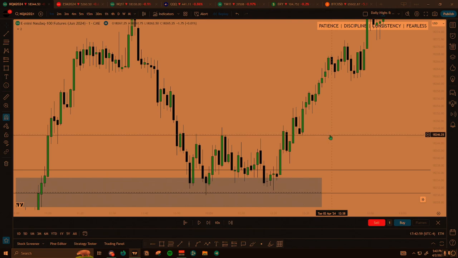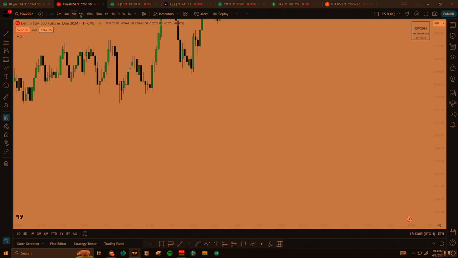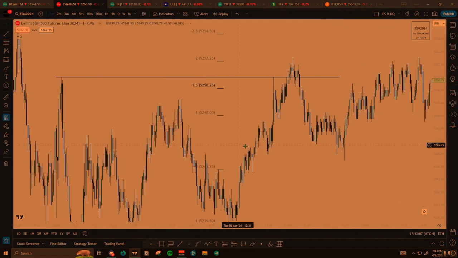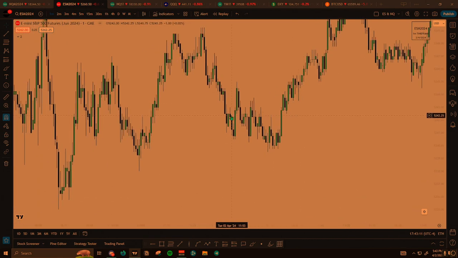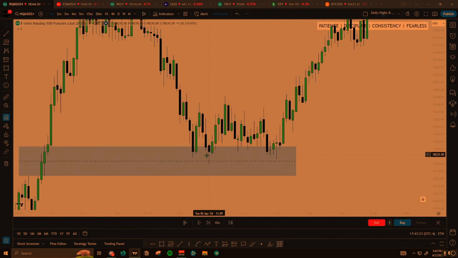So let me get rid of this fib. ES, what time is this? 12. Okay. Here is ES. This is that same exact setup that I'm looking at on NQ. So here is 12 o'clock. You can see that its lowest low at the time was 12:03. It was taken at 12:14. NQ's lowest low is at 11:59. It failed to be taken at 12:20.